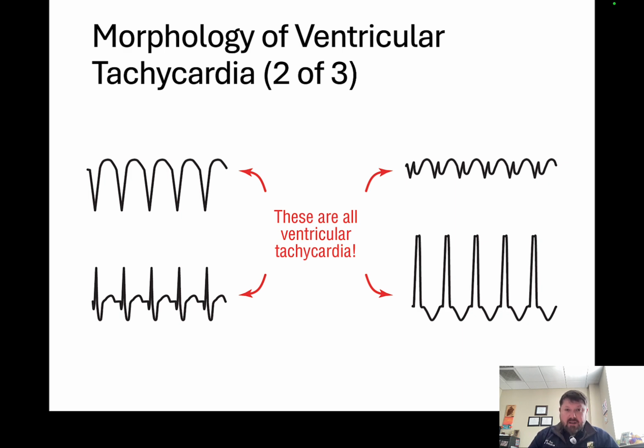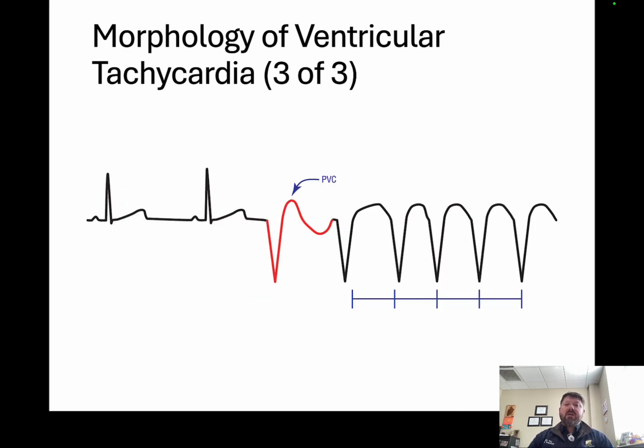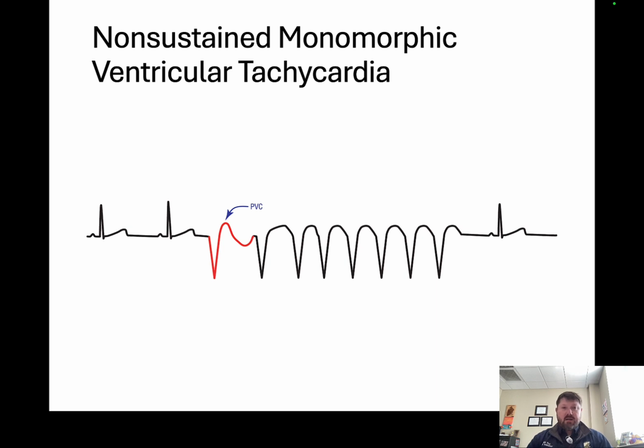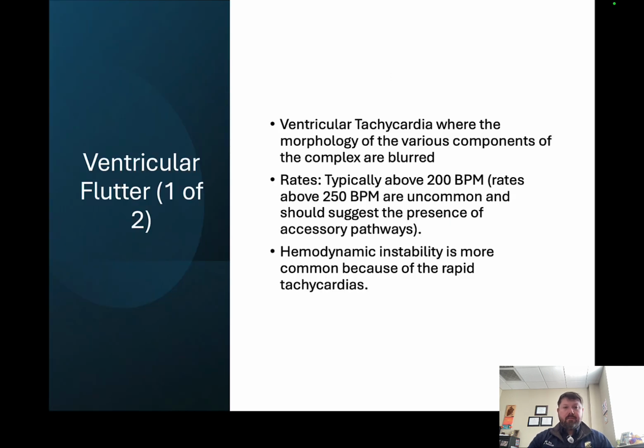Morphology includes a wide QRS complex, but it's not always going to look exactly the same, and most of the time it's going to depend on where the reentry mechanism is and the origin of the conduction, the ectopic foci. VTAC is usually a very regular rhythm except at its onset, because VTAC is usually triggered by a PVC. The rhythm can show some irregularity at the onset. So this is just an example of a non-sustained monomorphic ventricular tachycardia that was triggered by a PVC.